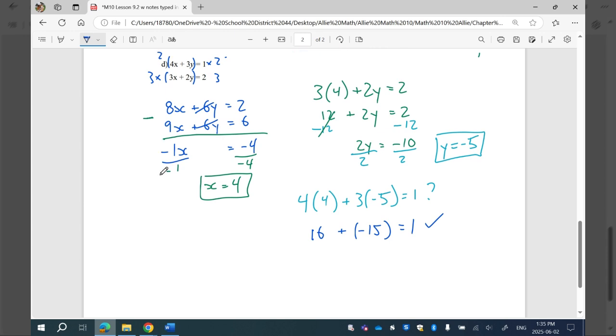So there you have it. Kind of play around with it. You might want to use either method. Maybe you want to stick with exactly one method that works best for you. I just wanted to show you both.